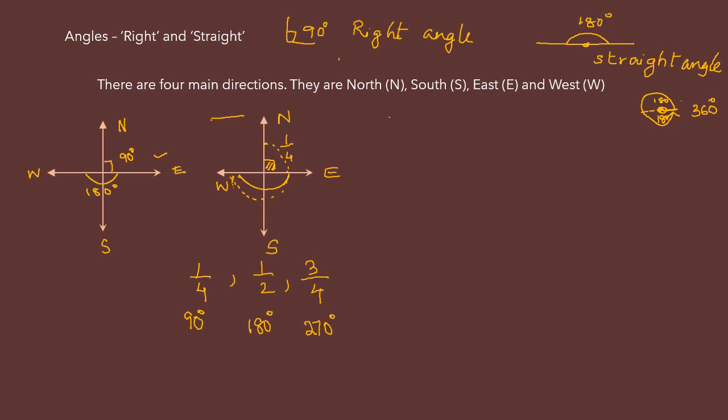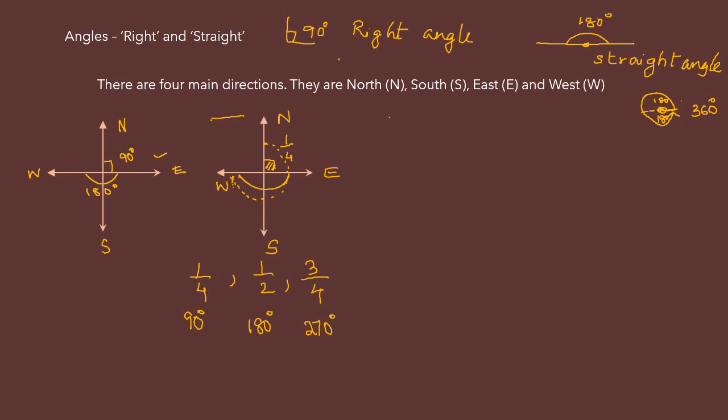When you say right, it is 90 degree. Straight, 180 degree. 1/4 of a rotation, in this case it is 90 degree. Half of a rotation is 180 degree. 3/4 of a rotation, it is 270 degree.